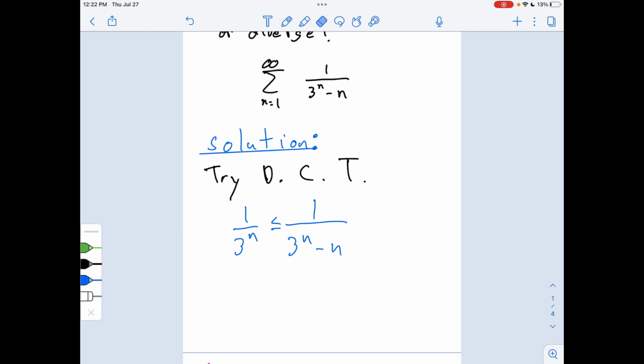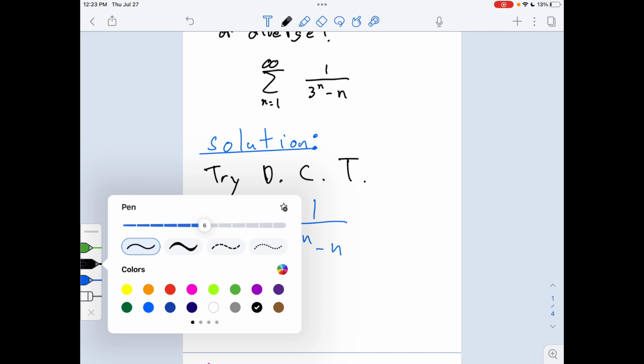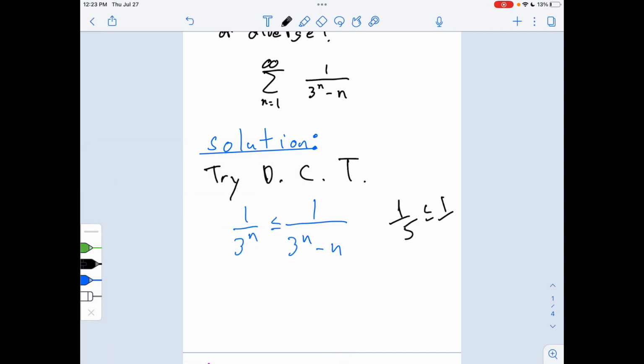Usually when you have a fraction, the smaller the denominator, the bigger the fraction overall, compared to another fraction. So here, 1 over 3 to the n would be less than 1 over 3 to the n minus n, because the denominator 3 to the n minus n is smaller than 3 to the n. That's kind of like saying 1/5 is less than 1/4. The denominator of 4 is less than the denominator of 5, but overall the fraction is bigger, right? So that inequality holds.